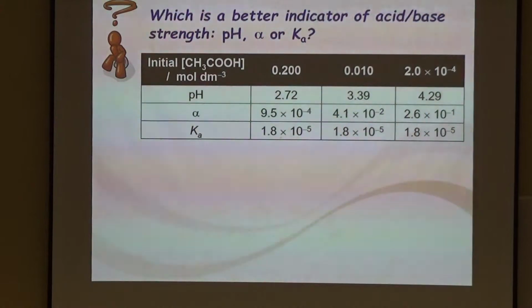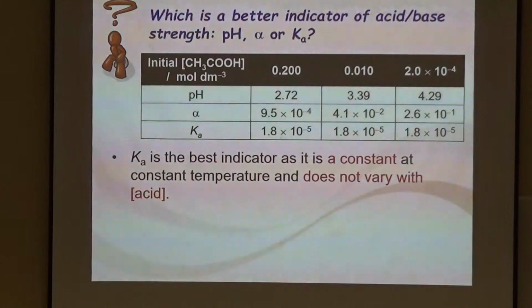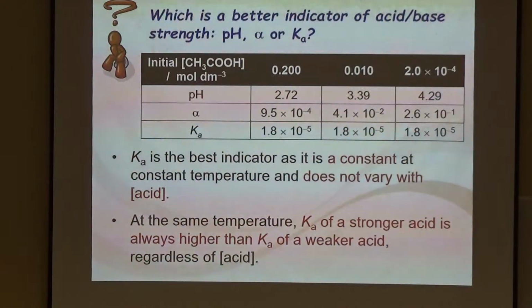So for science, if you want to compare this, we are talking about the same acid. You don't want the basis for your comparison to change depending on what the concentration is. So the best thing is to actually just use the Ka. Now the other thing, however, for Ka, you must remember to keep the temperature constant. If not, it will vary also. So at the same temperature, Ka of a stronger acid is higher than that of a weaker acid, regardless of the concentration of the acid.